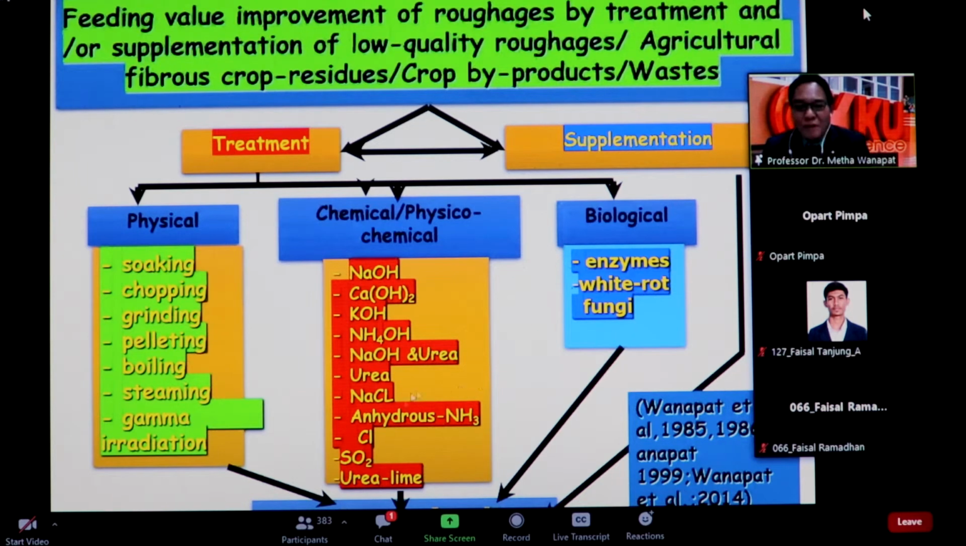During my time as a postdoc, a long time ago, I used the chemical method, especially the ammonia treatment that was very popular in Norway, Denmark and Sweden at that time. Anyway, you can search back and see. Two of my papers were also published in Animal Feed Science and Technology during those years.